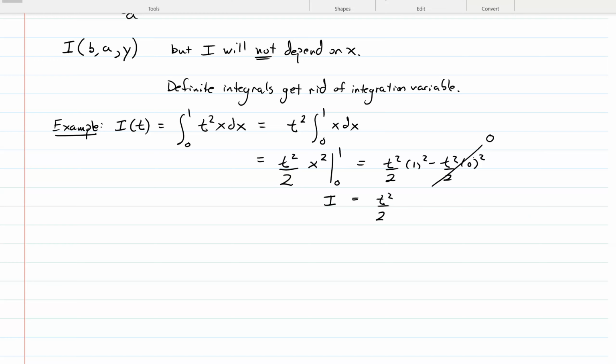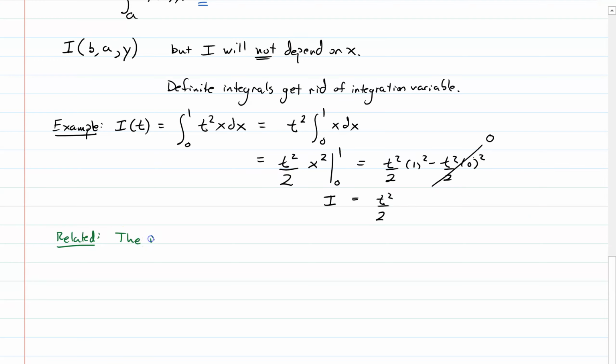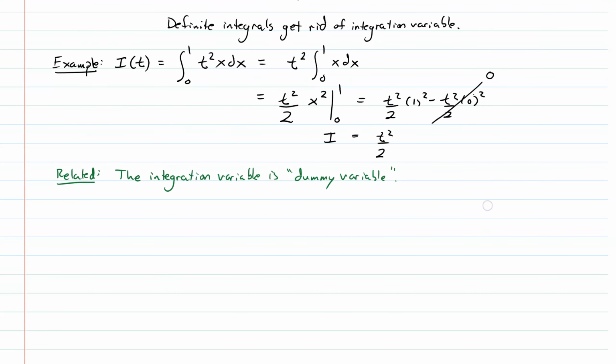Let me make a related point. The integration variable is called a dummy variable. It doesn't matter what I call it. Let me give you a simple example. Same one. Let's do 0 to 1 t squared y dy. See, what I did is that's the same as up here, but I changed the name of the integration variable from x to y. What is this integral?